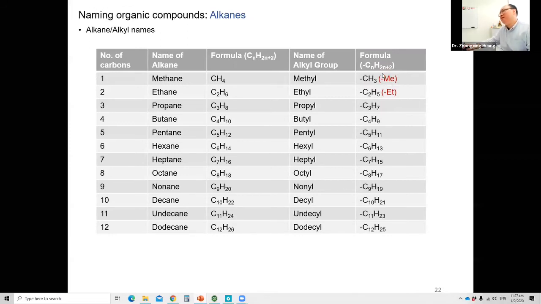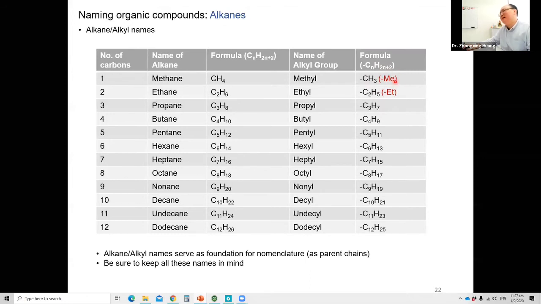If you see this, it means CH3, and for the ethyl group, Et, which means C2H5. These names like propane, butane, nonane are really important to remember, because they serve as a foundation for nomenclature. When you name a compound, you look at the parent chain, and the parent chain is usually composed of these alkyl groups. You need to keep these in mind.